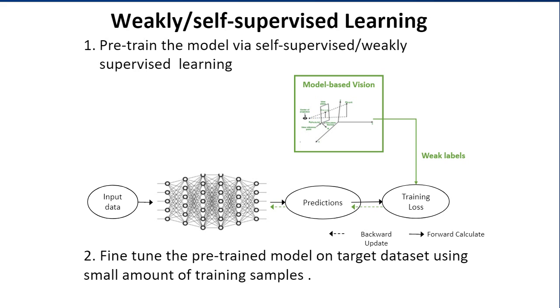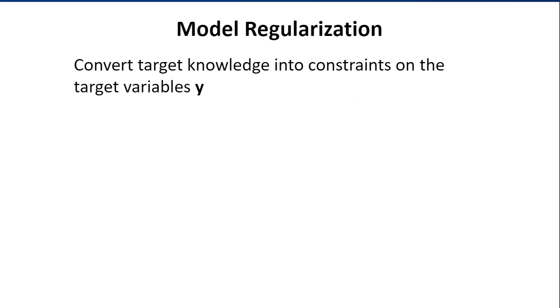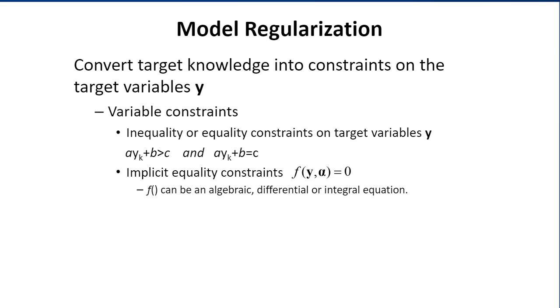The second approach is model regularization. The basic idea is that we want to convert the knowledge about the target variable into constraints, and then implement these constraints as regularization terms in the loss function. So the first task is to convert the target knowledge into constraints. And we can have various constraints. For example, we may have some linear equality or inequality constraints on a particular target variable. Let's say this is a linear inequality constraint on the k-th target variable. And this is a linear equality constraint on the k-th variable, right?